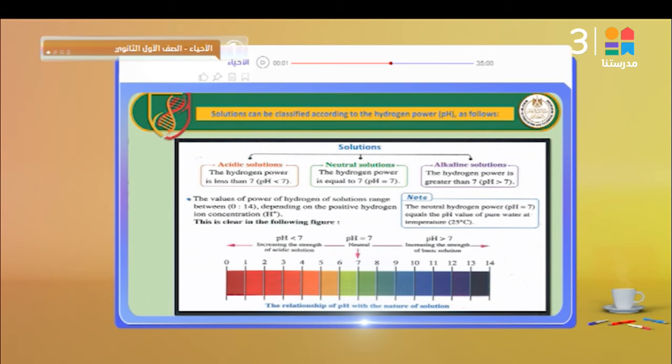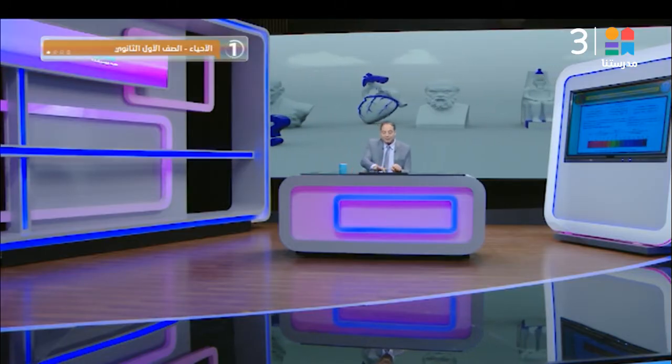The value of the power of hydrogen, pH, of solutions ranges between 0 and 14, depending on the positive hydrogen ion concentration. This is clear in the following figure. 1 to 6 is acidic, 8 to 14 is alkaline or basic. Neutral pH 7 equals the pH value of pure water at a temperature of 25 degrees Celsius.